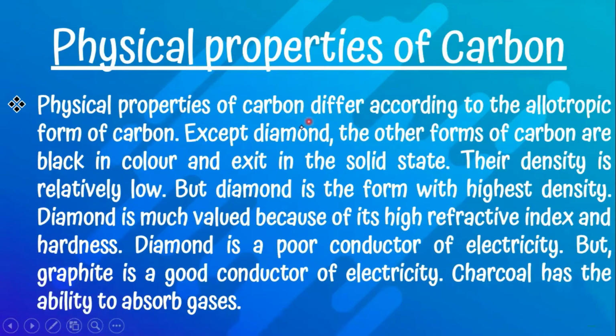Physical properties of carbon. Physical properties of carbon differ according to the allotropic forms of carbon. Except diamond, the other forms of carbon are black in color and exist in the solid state. Their density is relatively low, but diamond is the form with highest density. Diamond is much valued because of its high refractive index and hardness. Diamond is a poor conductor of electricity, but graphite is a good conductor of electricity. Charcoal has the ability to absorb gases.